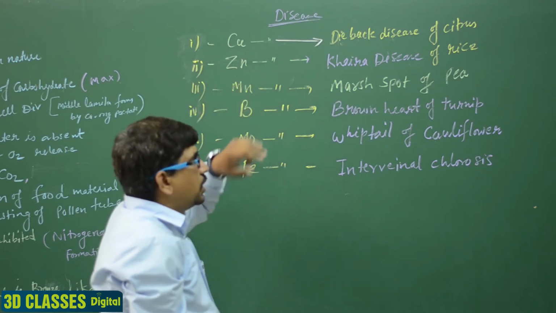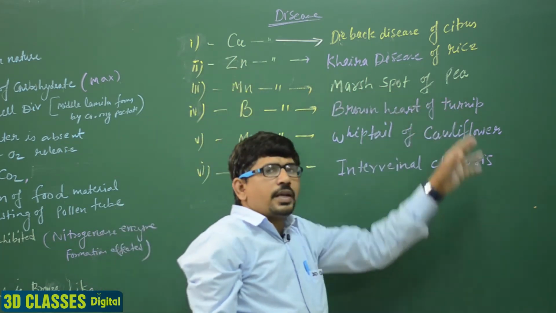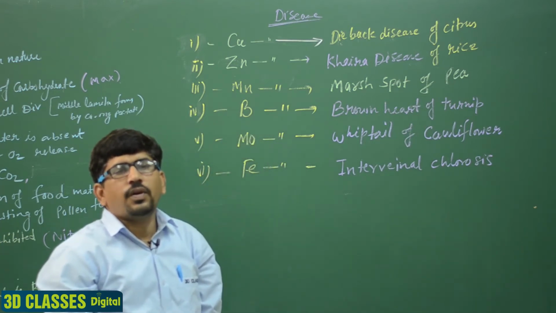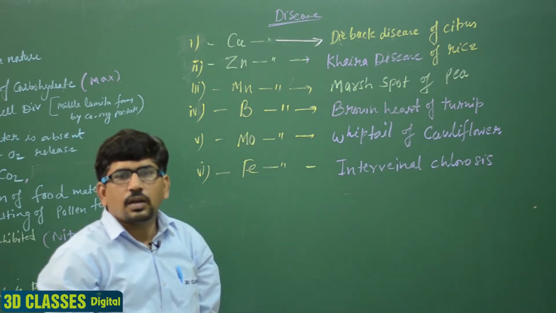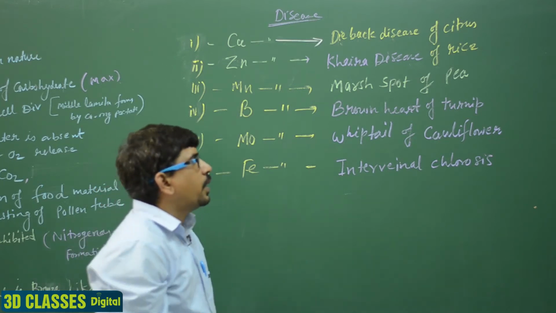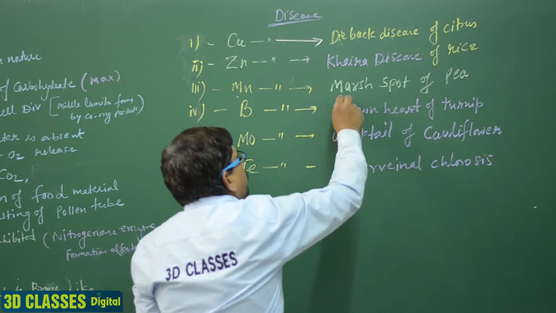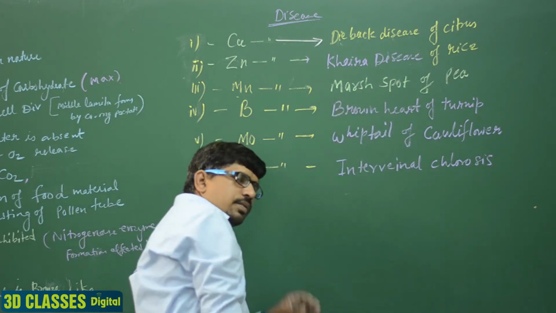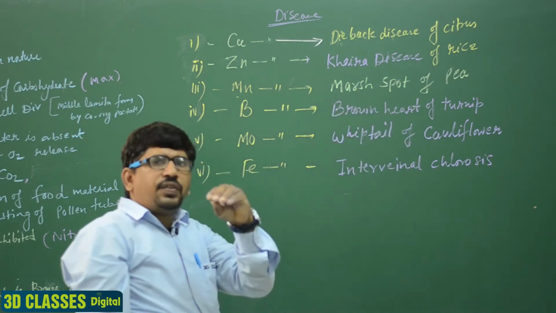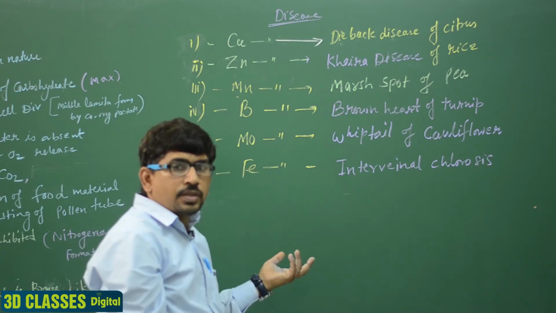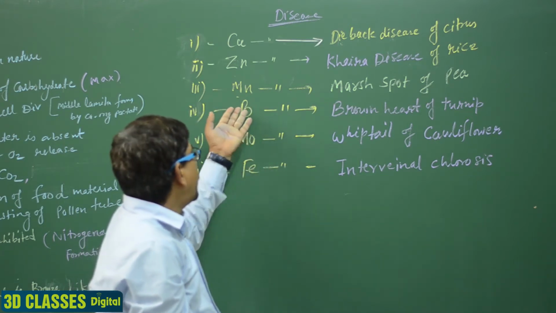Second, zinc, khaira disease of rice. What will happen with zinc deficiency? Khaira disease of rice. Where? In plants, in the rice plant. The name of the disease is khaira disease. Mn, the marsh spot of the pea. On the leaf of the pea, what will happen? Spots will form. Then marsh spot is the disease due to the deficiency of the Mn.